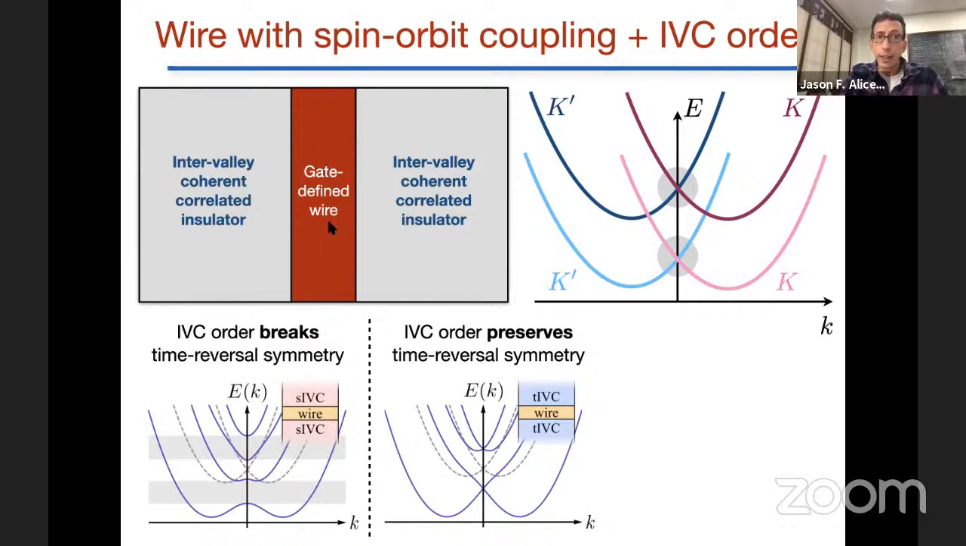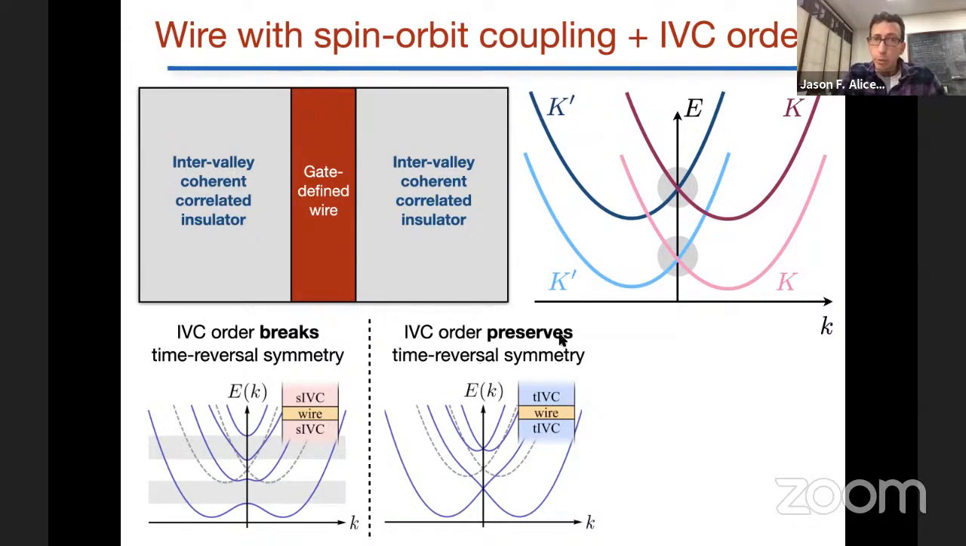Okay, so if this gate-defined wire sits between an intervalley coherent correlated insulator that spontaneously breaks time reversal symmetry, then your band structure appears as shown here. So these crossings are immediately lifted and one gets these nice sweet spots where if you situate your chemical potential in this gray region, for instance, you have a single partially occupied band. In this sense, your system appears now spinless.